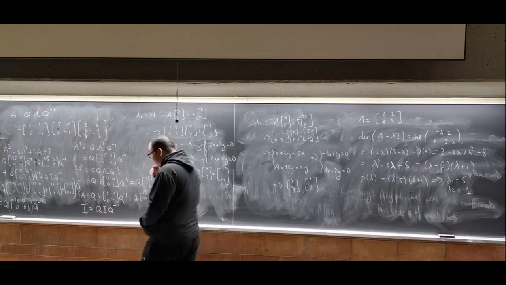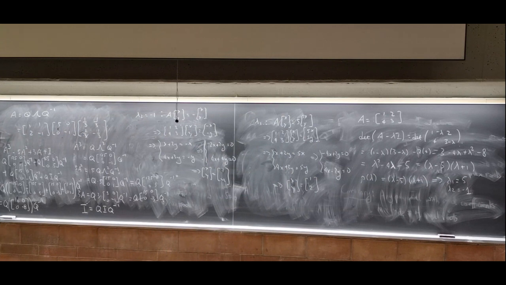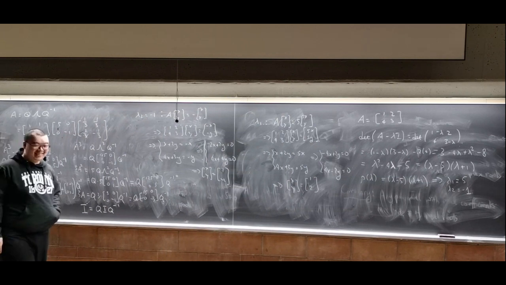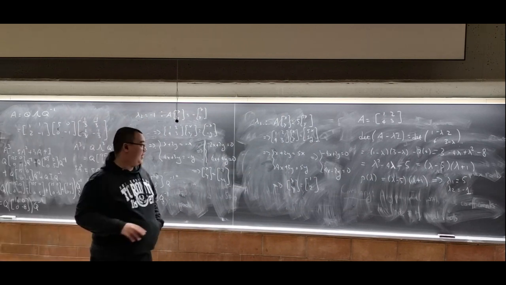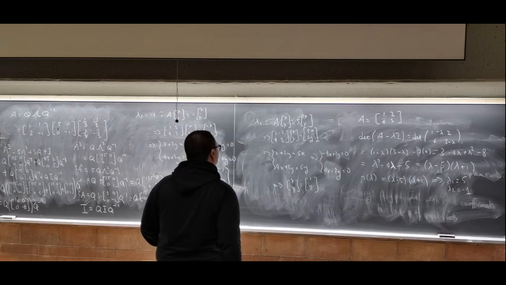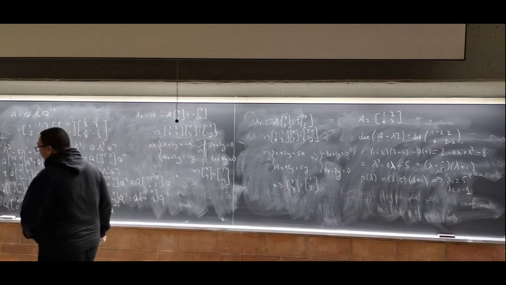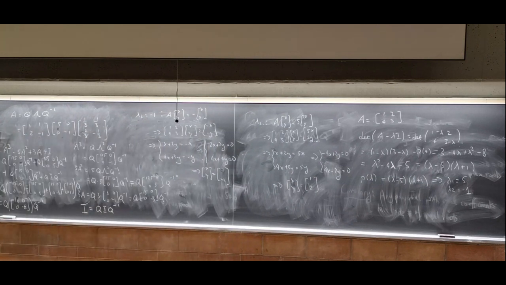Isn't I the identity? If A is a diagonal matrix, isn't I inverse just itself? Yes, I inverse is also just itself, because it's the identity. It is the only matrix for which the inverse is itself. Okay.